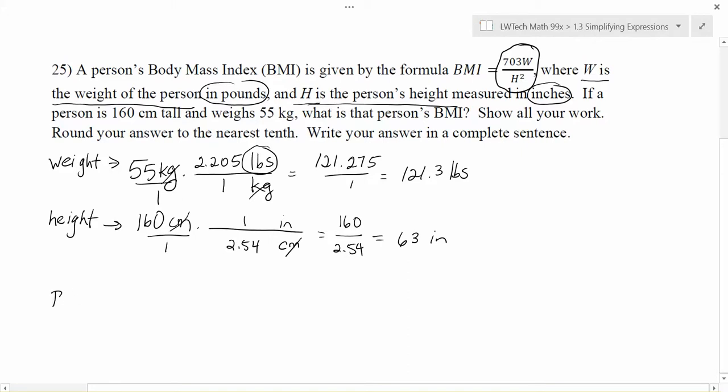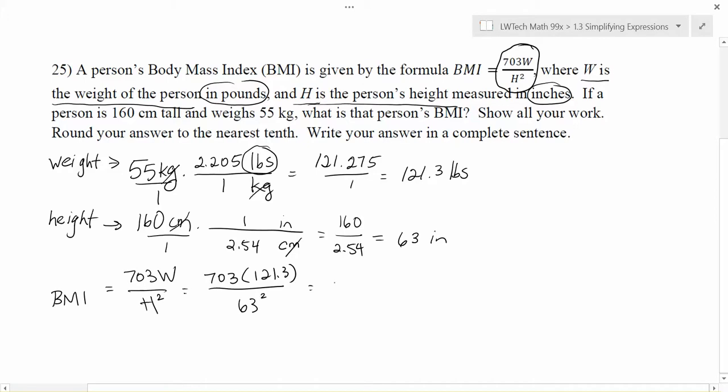Then for our solution, we need to calculate the BMI, and we can do that using the expression that they told us. Remember, it was 703W over h squared. Now we can evaluate by substituting the numbers we know. W is going to be 121.3. Now that it's in pounds, we can plug it in. And h is going to be 63. Now that it's in inches, we can plug it in.